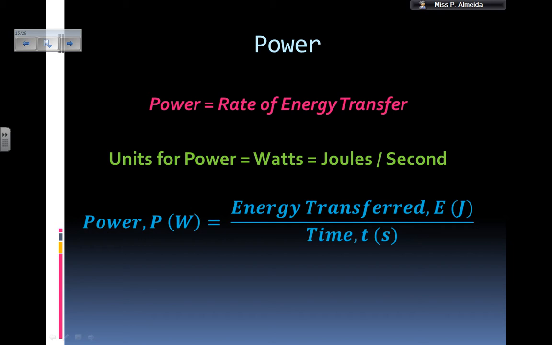So that means that the unit for power is watts, which happens to be the same as joules per second. Therefore, the formula for power, P, which comes in watts, W, equals the energy transferred, E in joules, divided by the time, T, in seconds, okay?